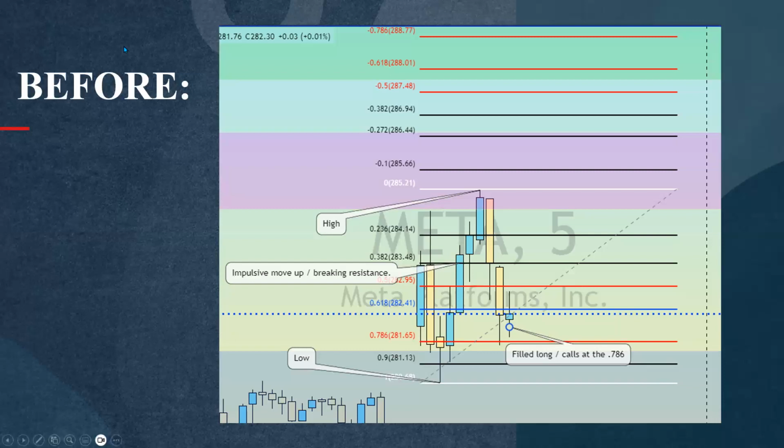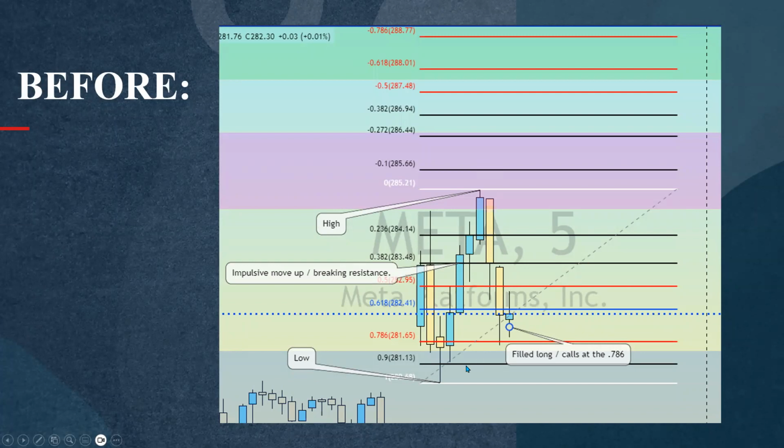So again, I have the 3 minute to the left and the 5 minute on the right, and I draw on the 3, confirm them on the 5, and it tends to work for me perfectly for my style of trading at least. If you guys see me trade live, you know how I do it.